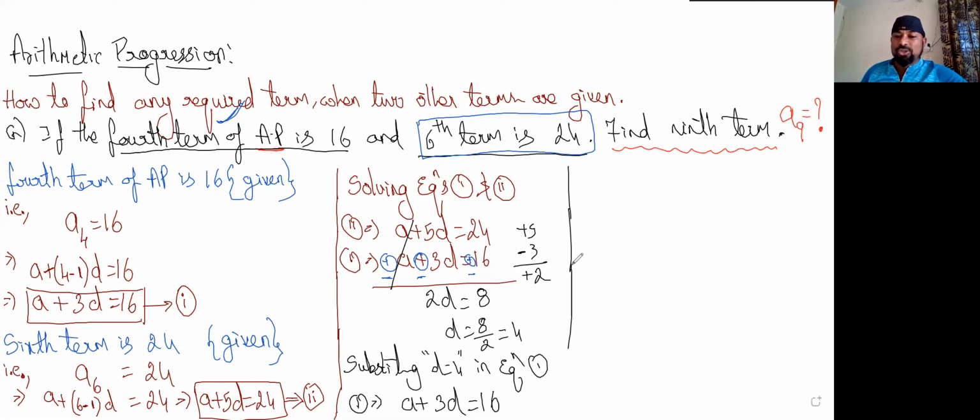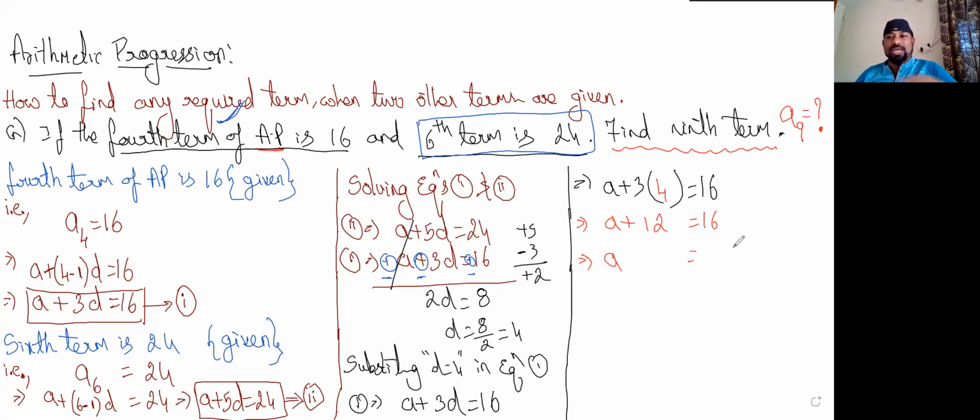Let's simplify that. So A plus 3 into D is equal to 16. Just now you got the value of D. I'm substituting; as you all have seen, D is nothing but 4. Now A plus 12 is equal to 16, and A is equal to, if you transpose 12 to the other side, 16 minus 12, and A you got as 4.